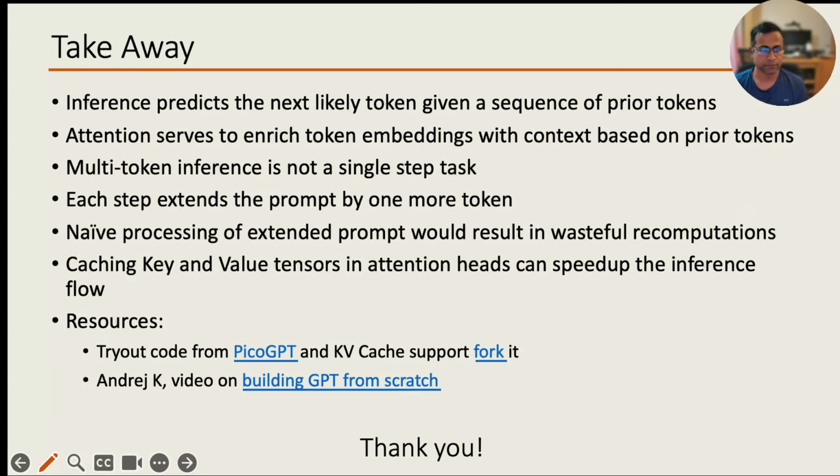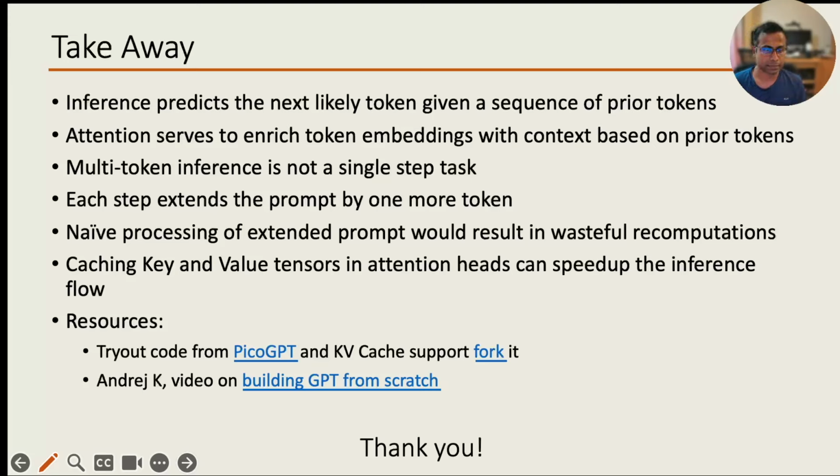All right, so the takeaway of all this, without going into all the details, is that inference doesn't necessarily predict the next likely token directly. What it does is it transforms the original token into something else, so that if you were to take a similar token to that transformed token, that similar token is the most likely one to come next. And attention is the one that enriches this embedding with some information about your previous tokens. Generating multiple tokens is not a single inference step. That's why you have to run multiple steps, and this is why everything becomes expensive.